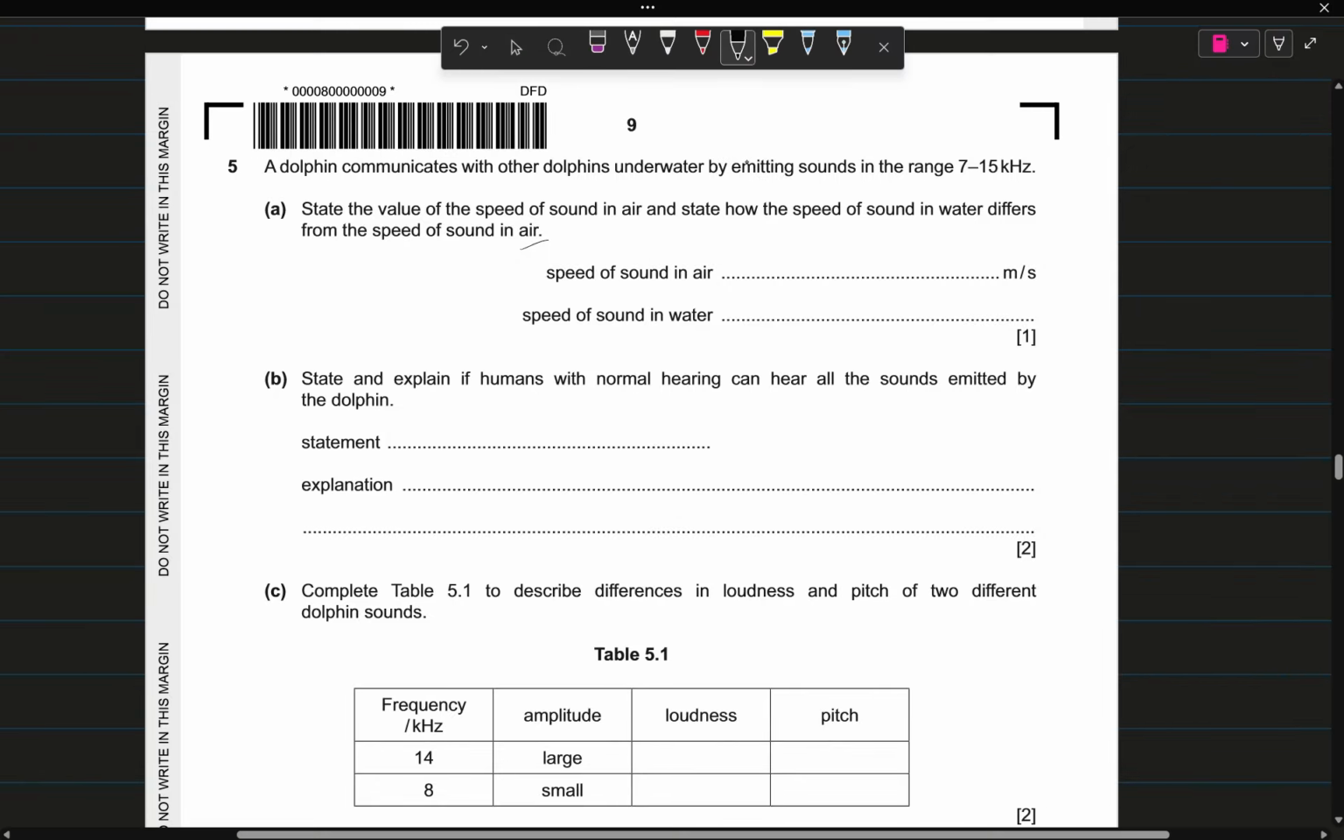So for air, that would be about 330 meters per second to around 350. Both are accepted or within that range. So the speed of sound in air kind of varies. However, in water, because particles are closer together, the speed will be faster. So the speed of sound in water is faster.